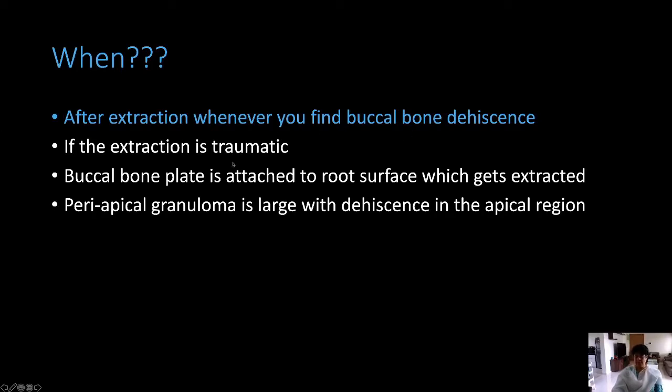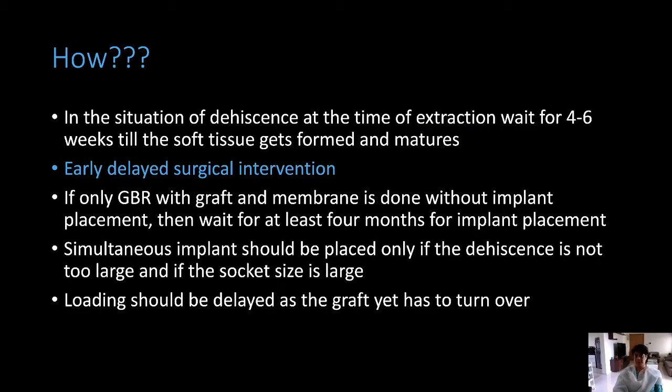If the extraction is traumatic, that means there was no dehiscence to start with, but we created trauma while extracting. Or the buccal bone plate was attached to the root surface and got extracted with the root, which is commonly seen with maxillary canines. It's not the trauma caused by the extraction, but the root surface and bone were so closely adherent to each other, though there was PDL in between, and the buccal bone was too thin, and that gave way when you extracted the tooth. Or a periapical granuloma which is very large created dehiscence in the apical region. So these are typical cases where we would require GBR.